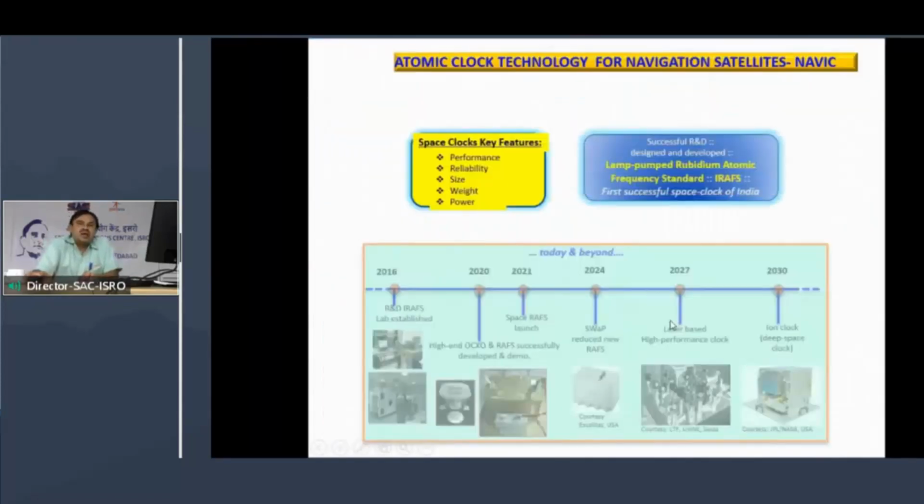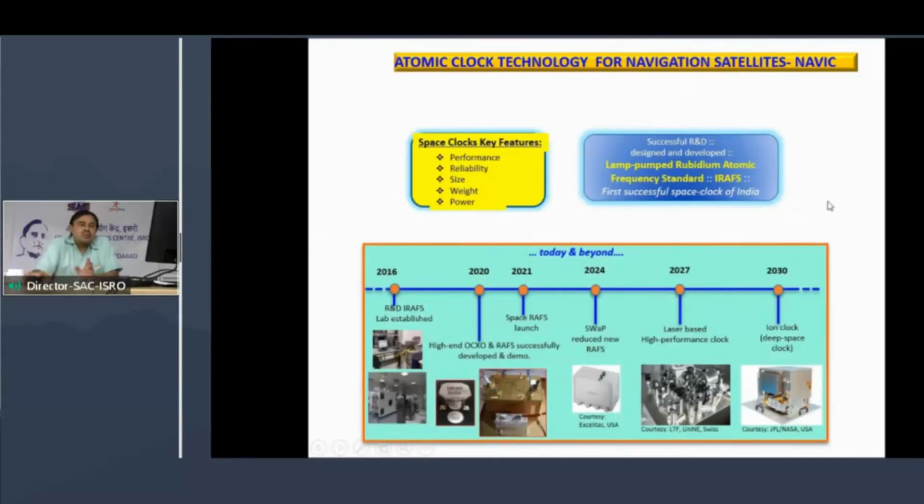And for a NAVIC satellite, what is important is that all of you might have heard this term called atomic clock. This atomic clock is a very niche technology, as it is called. It is one of the very important navigation technologies required for a navigation satellite. So we are developing our own atomic clock also.